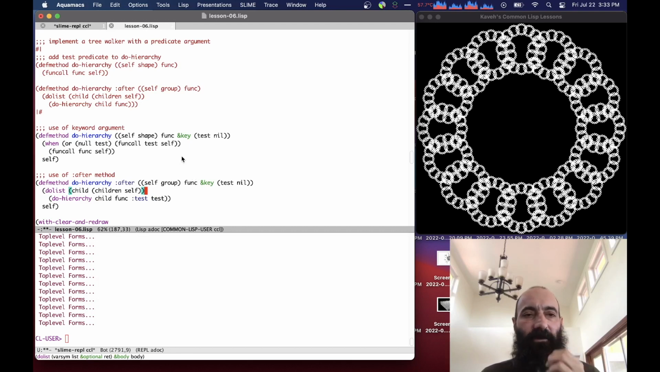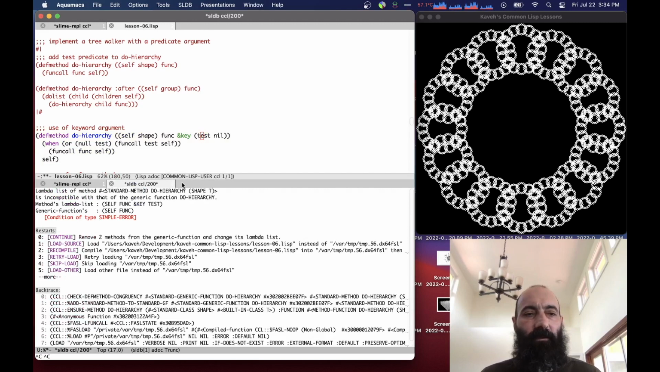Now, we've seen our ability to define functions as methods and so on, and since we're basically working in a live image in Lisp, it's allowing us to redefine things and warns us when necessary that things are going to change. So before, we had doMethod, which was a generic function with 2 methods, and it took 2 arguments, a shape and a function. Now it's taking 3 arguments, a shape, a function, and a keyword argument. So if I take this and I compile it, it gives me the lambda list of method. This one, shape t, which is the old one, is incompatible with that of the generic function doHierarchy.